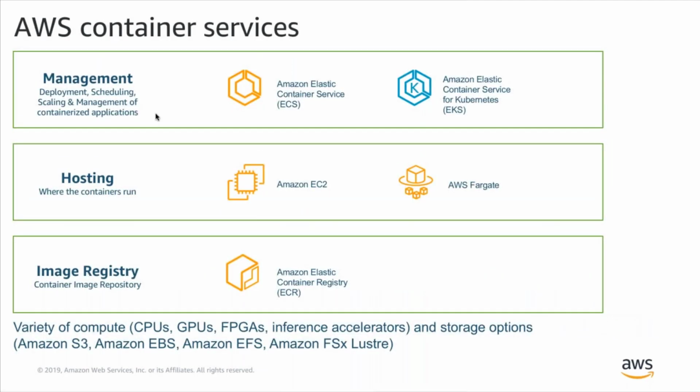Now, what makes this powerful is when you combine deep learning containers with AWS container services. Deep learning containers give you the frameworks, the software, and the libraries that allow you to train and serve models. But you still have the ability to combine these images with AWS container services, such as the Elastic Container Service, also known as ECS, and the Elastic Container Service for Kubernetes, or EKS.